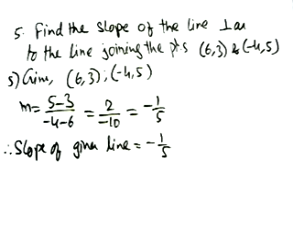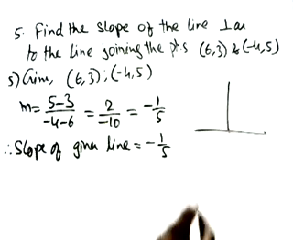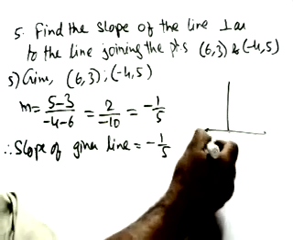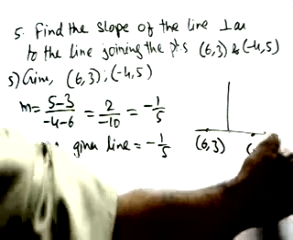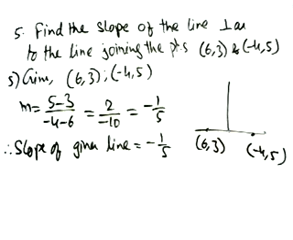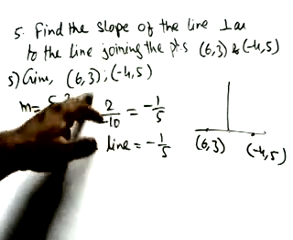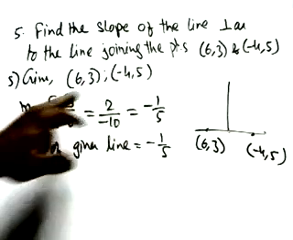Now see the next question. Find the slope of the line perpendicular to the line joining the points. Suppose we have to find the slope of the perpendicular line. Suppose the points of the given line are 6 comma 3 and this one. First let me find the slope of the given line. We have 2 points.